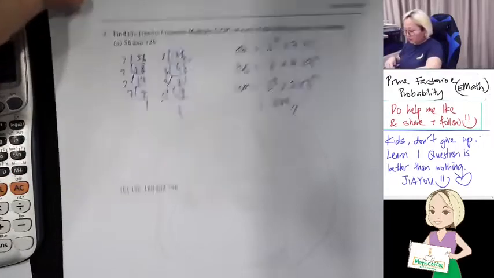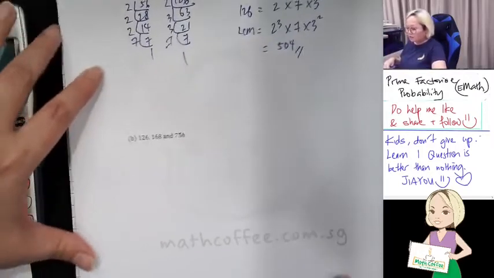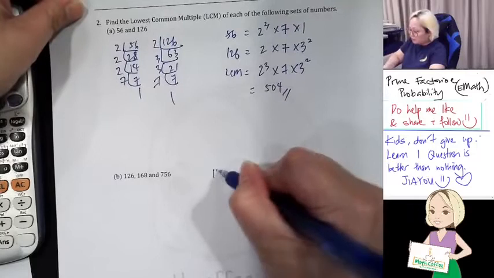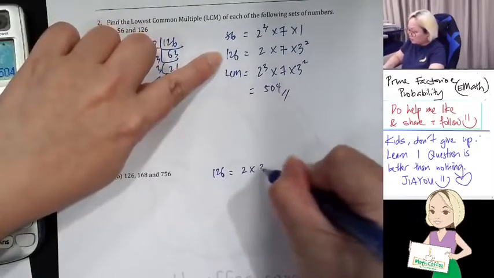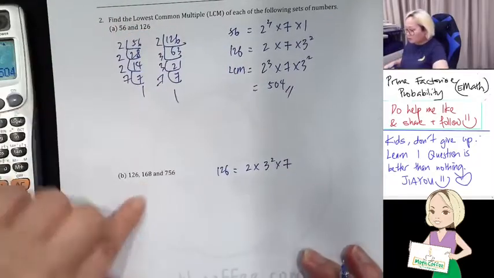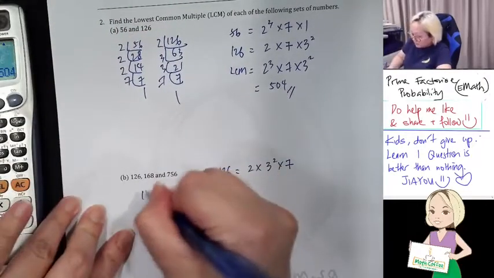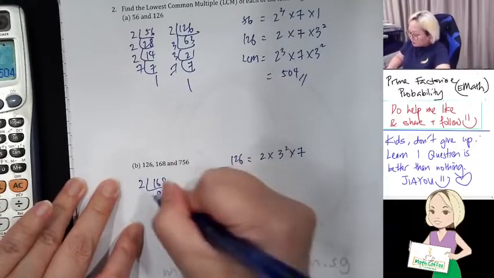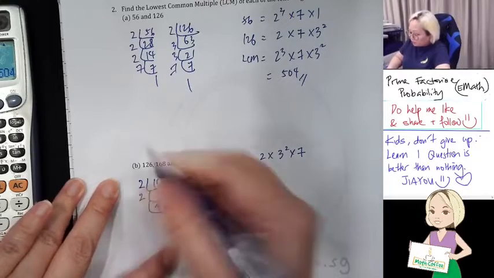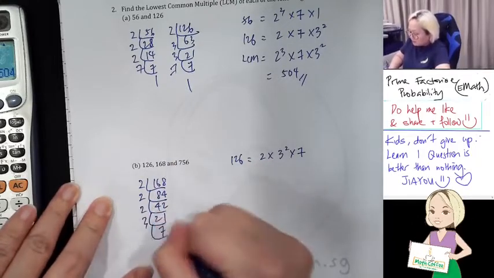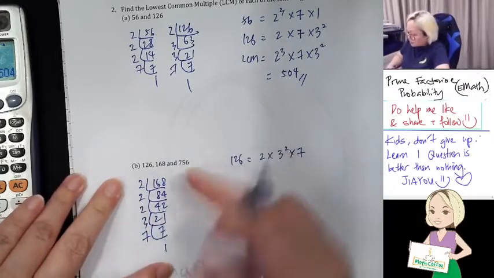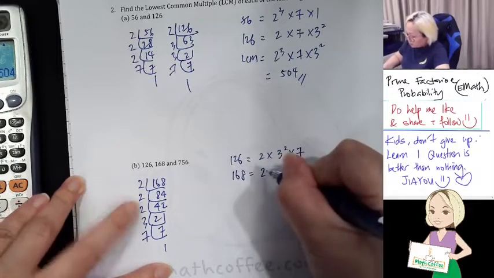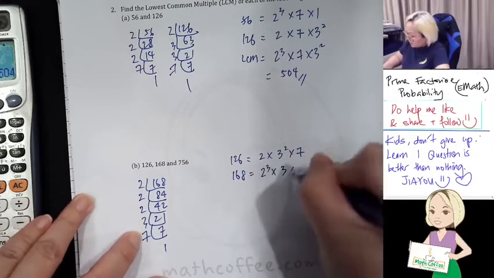So we're going to do the same for this one, LCM. Again, do the ladder. So again, my 126, I already did here, right? So I'm not going to do, I just copy here. 126 is equals to 2 times 3 squared times 7. So I'm going to do ladder for 168. 168 divide by 2, 84. Divide by 2, 42. Divide by 2, 21. Divide by 3, 7. Divide by 7 and 1. Yeah, 168 is 2 to the power of 3, 3 to the power of 1 and 7.